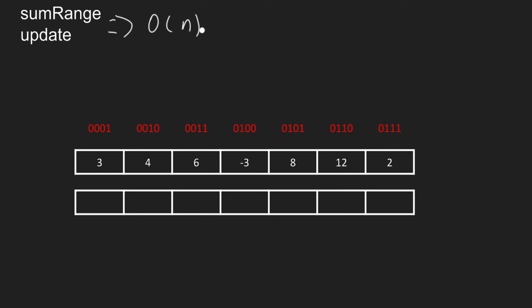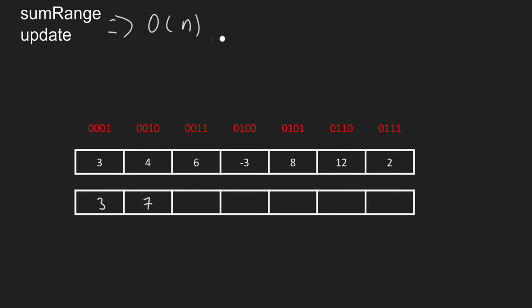Can we do better than that? Yes, for sumRange we can. Another method is to use a prefix sum, so we pre-calculate all the values beforehand. For example, 3 plus 4 gives us 7, and 4 plus 7 plus 6 gives us 13, and so on.